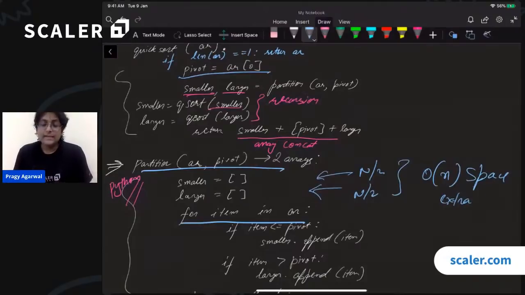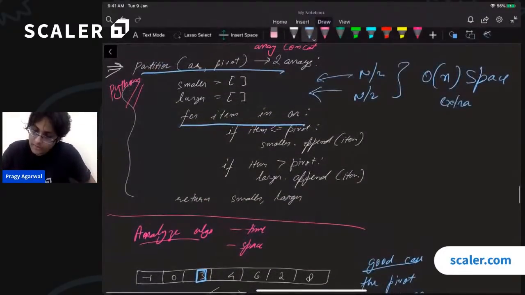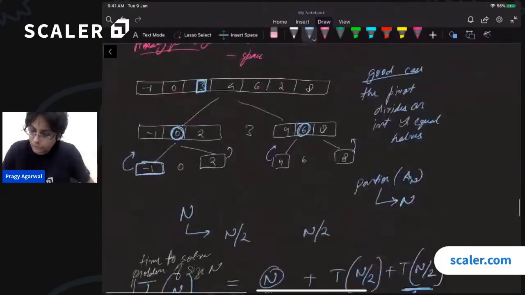So it could be the case that you are willing to sacrifice time complexity. You're willing to say that it is okay if it takes a little more time, but I want to optimize the memory usage. That is why we also study the space complexity of algorithms. All right, so if this is my partition algorithm, then what will happen?